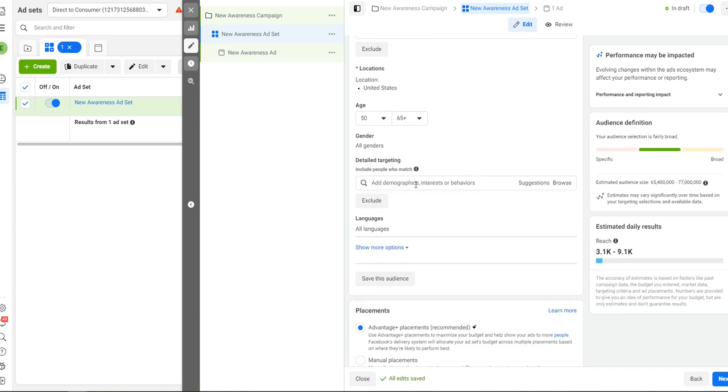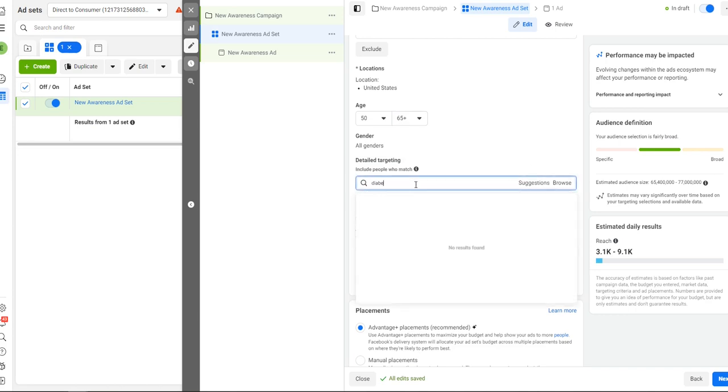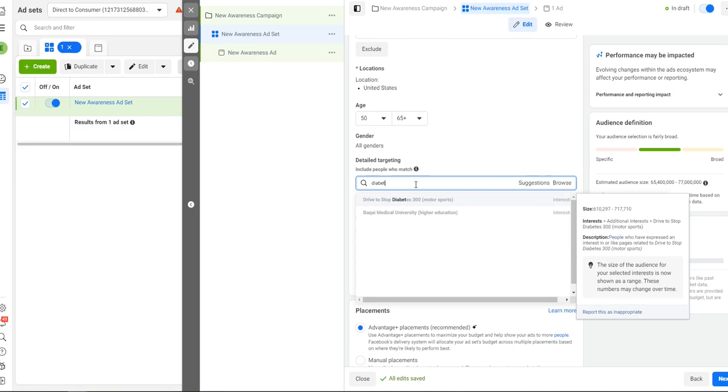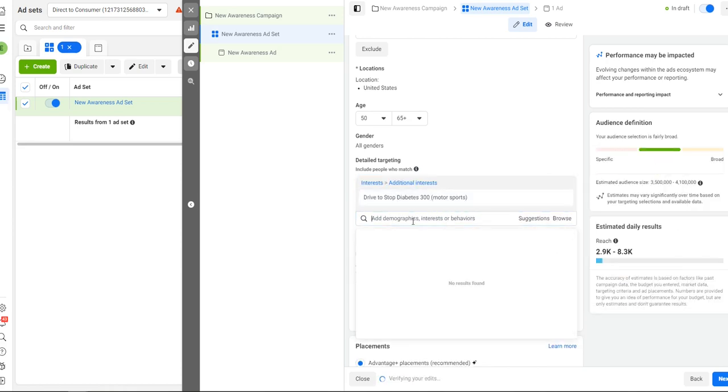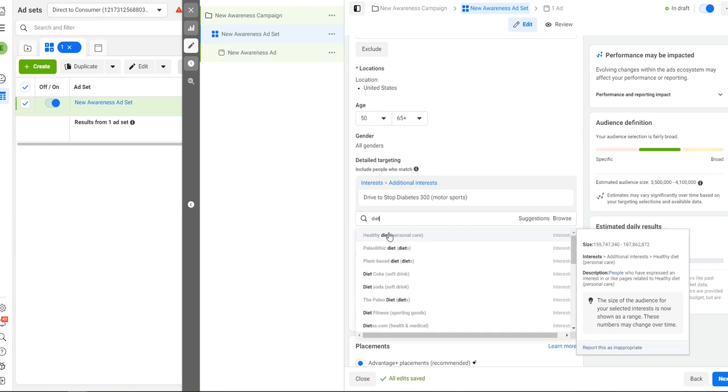So what I did was I said, okay, I'm talking diabetes. I want to see what Facebook targeting options there are for diabetes. So here it is right here. People who are interested in This Drive to Stop Diabetes. Of course, I chose that. I was thinking people with diabetes would also be interested in diet. So healthy diet.